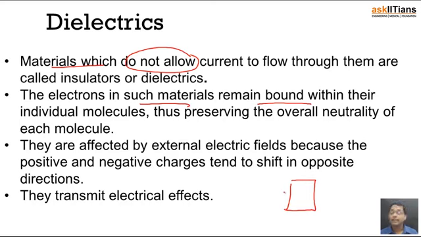So that is the reason why we classify them as dielectrics, which are covalently bonded compounds. Going further, they are affected by external electric fields. So when you do apply an external electric field, what is going to happen?